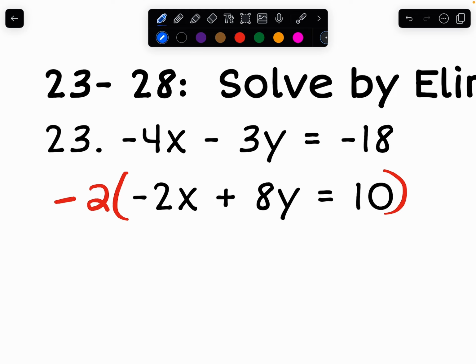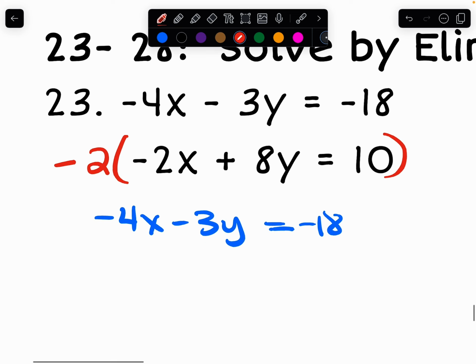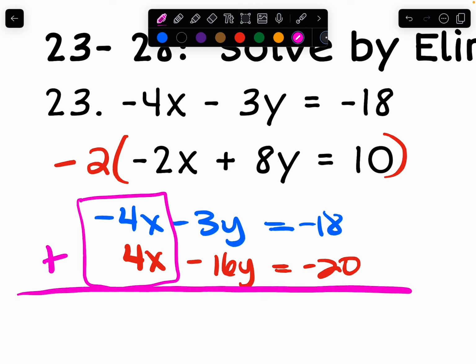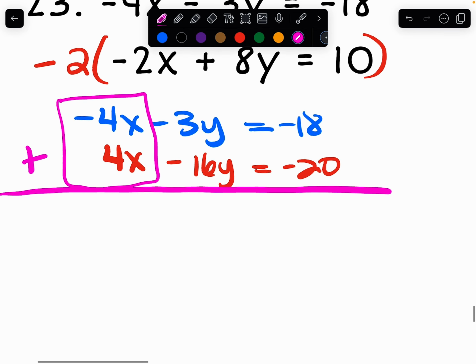So I'm going to write down the first original equation. Okay? And then I'm going to multiply by negative 2 on the second equation. And when I do that, look at the coefficients of x. If I look at the coefficients of x right here, they are now opposites of each other. So when I add these two equations together, those cancel each other out. So then I get negative 19y equals negative 38.